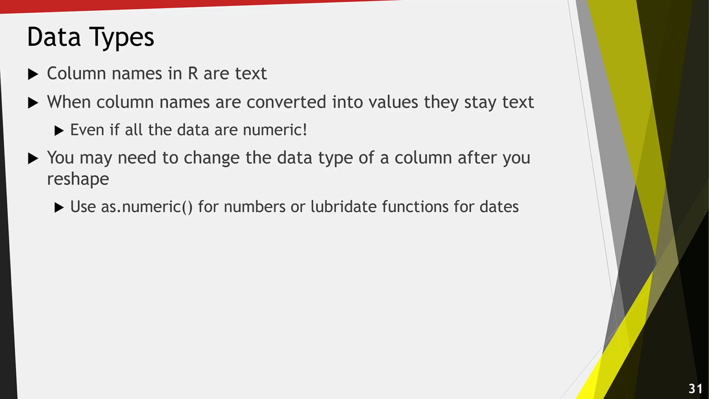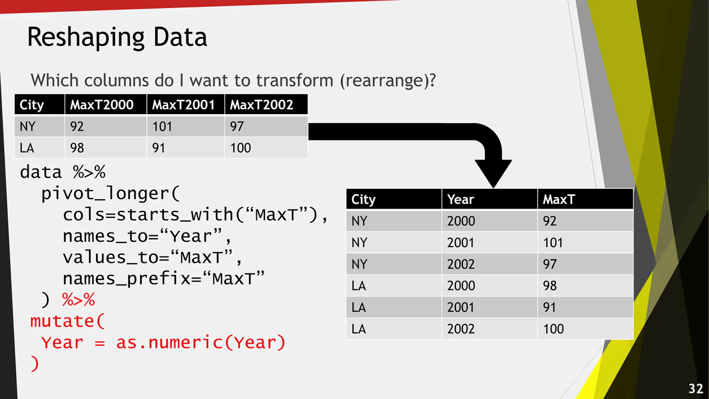Likewise, your columns may contain full date information. After you reshape the data, you could also use a lubridate function as part of a mutate to convert textual dates into lubridate dates. How would this work in the example that we have here? After I perform the reshape, using the names prefix option to remove the "max t" piece of text from each column name, I would then pipe my resulting reshaped table to the mutate verb, and I would change the value of the year using the asNumeric function. This will take a look at the text and convert it into the corresponding numeric data type.